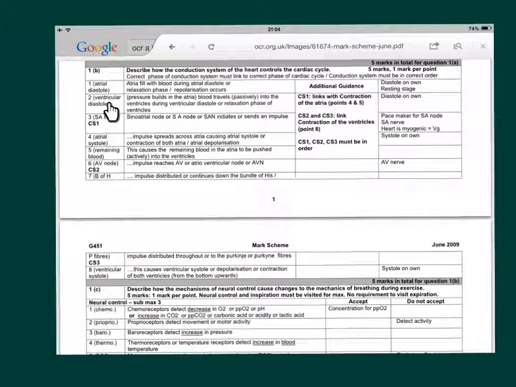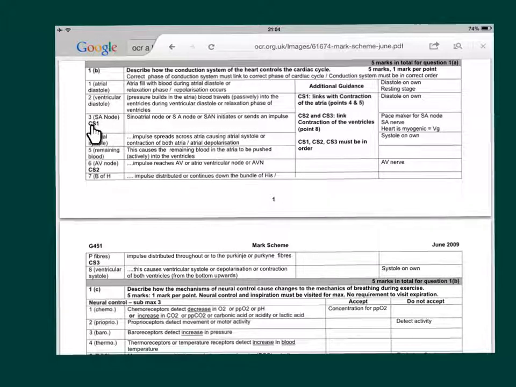So the first couple of marks, they talk about both diastole phases, where blood will be filling both the atria and the ventricles. So we know that the relaxation phase is diastole. The first point they've given is that the atria will fill with blood during atrial diastole, or the relaxation phase. Ventricular diastole is when blood will passively move into the ventricles.